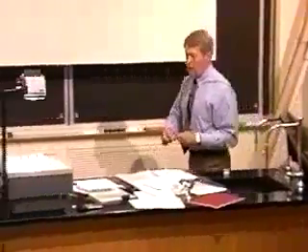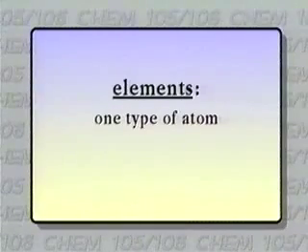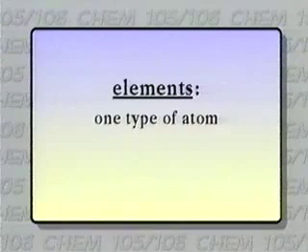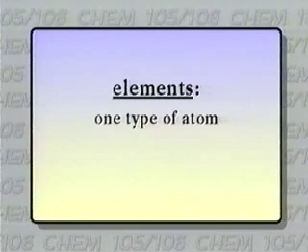Now, in addition to thinking of matter in terms of atoms, molecules, and ions, in chemistry we further break matter down into a couple of other terms that we'll use frequently throughout the semester. The first of these are elements. Elements are one type of atom. In other words, when we talk about an element, we're talking about a chunk of matter that contains one type of atom.